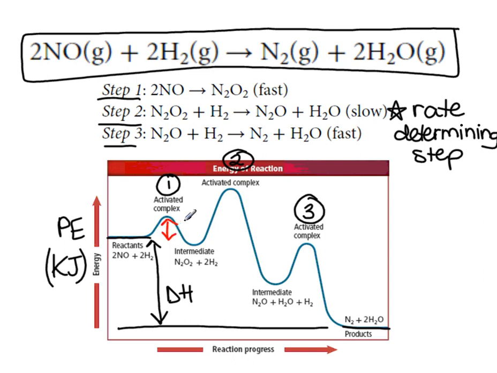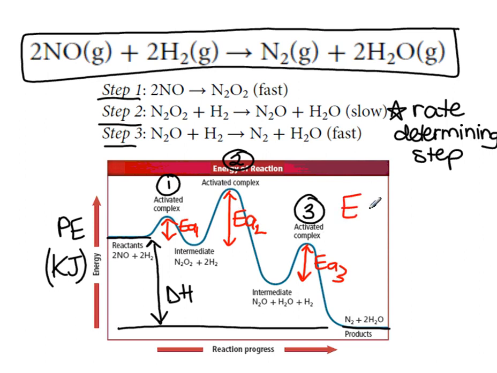Let's look at activation energy. The difference here, activation energy 1 compared to activation energy 2. And then we've got another one here, activation energy 3. Visually, you can see the largest hill belongs to number 2, step 2. And that should make sense. If it's the slowest step, it's going to require the most energy to get all the way up to that activated complex in that transition state.